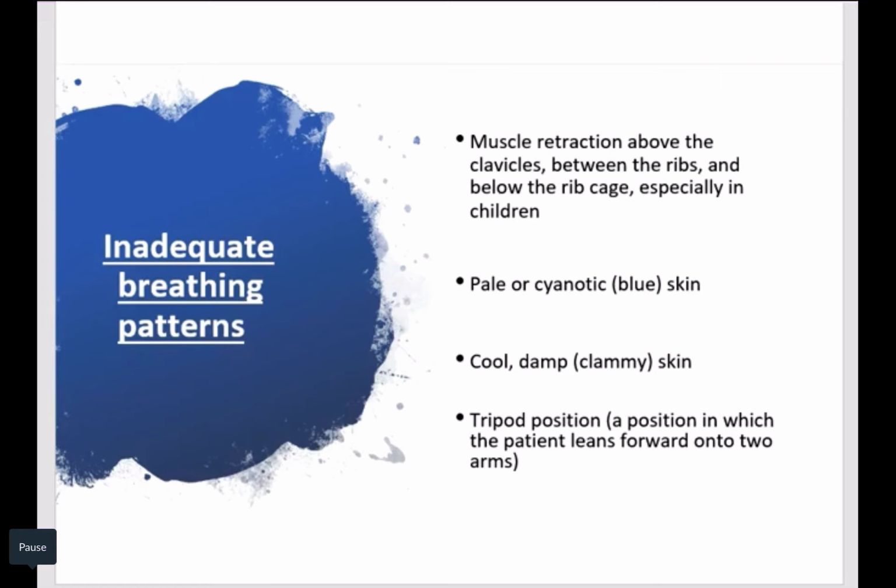Pale or cyanotic skin. We'll first notice it maybe in the fingertips, the fingernails, around the lips, and that is the buildup of CO2. Cool, damp, clammy skin. Our skin is normally pink, warm, and dry because the capillaries are full of blood and oxygen. As soon as our body becomes oxygen deprived, it automatically takes that oxygen and shunts it to our core organs: our heart, our brain, our liver, our lungs, and things like that.